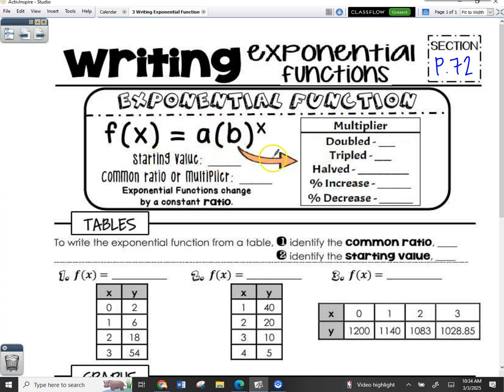First of all, this should look familiar. A times b to the x power. That's your exponential function formula that's on your EOC formula sheet. Which one is the starting value? Do you remember which letter? What's the start of the alphabet, y'all? So what's my starting value? A.